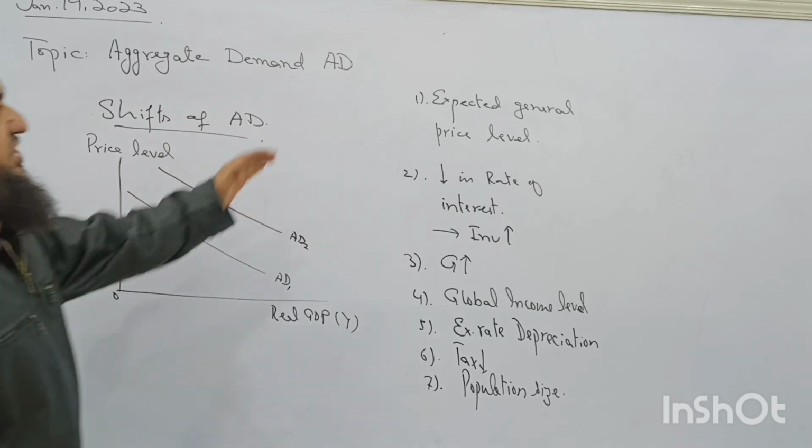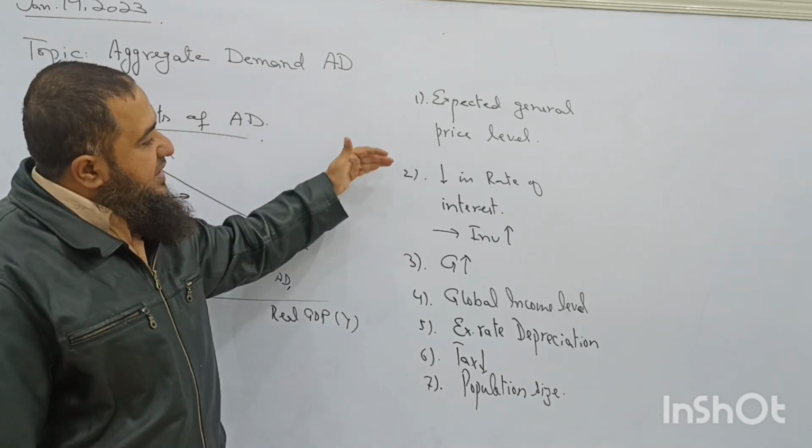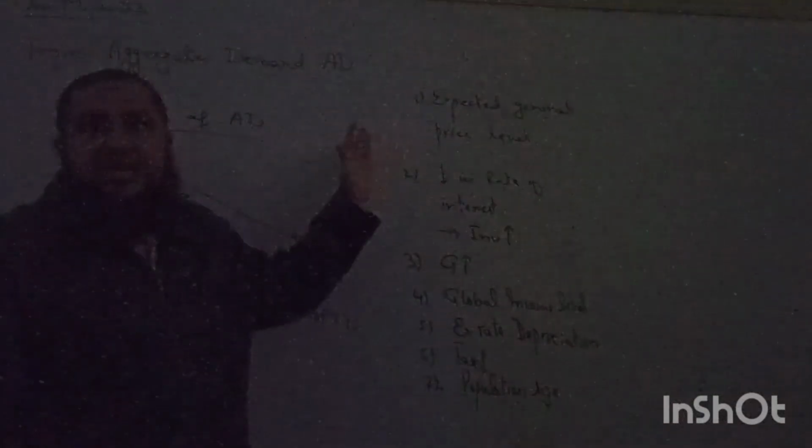Now, what is the opposite case? When the rate of interest has increased, aggregate demand will shift downward, and the same is the case when government spending has gone down, or global income level has gone down, exchange rate appreciation, an increase in taxes, and population size decreasing in future. So these factors will cause a downward shift of aggregate demand in the economy. Clear? That's all for today.